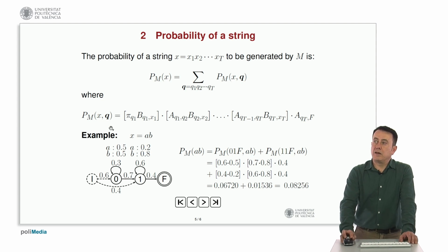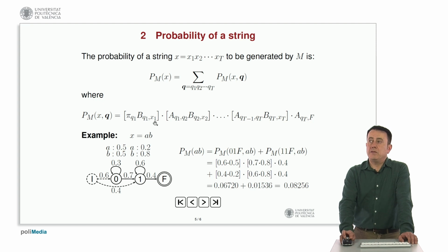By definition, this probability is computed as follows: the initial probability for Q1 being the state visited initially in time 1, times the probability of being in Q1 and emitting X1, times the probability of transiting from Q1 to Q2, times the probability of emitting X2 in Q2, and so on, up to the probability of transiting from Qt-1 to Qt, times the probability of emitting Xt in Qt, and finally times the probability of transiting from Qt to F.